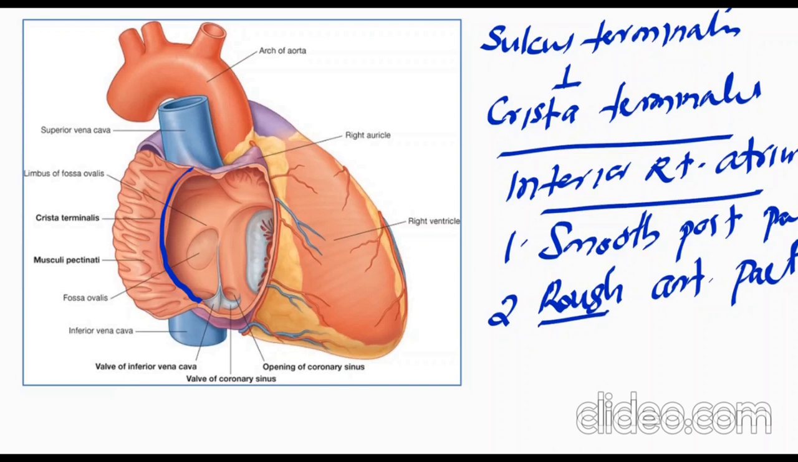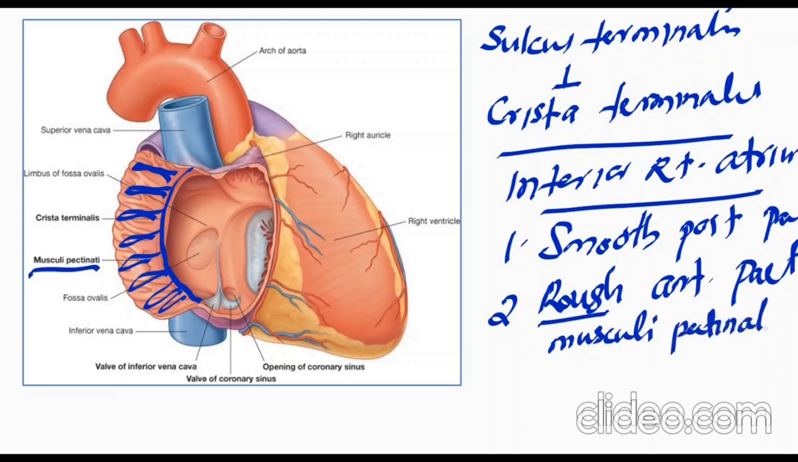Why is the anterior part rough? From the crista terminalis there arise many comb-like muscular ridges. These muscular ridges are known as the musculi pectinati. Because of the musculi pectinati, the anterior part is rough. There are no such structures on the posterior part, which is why the posterior part is smooth.